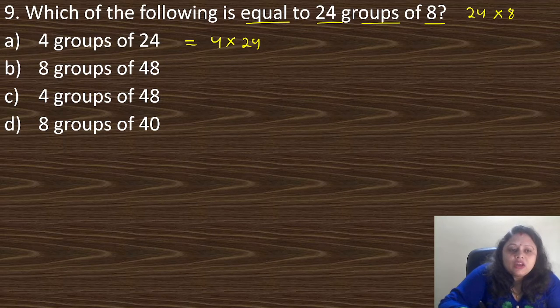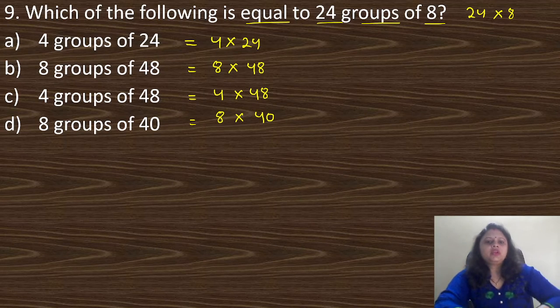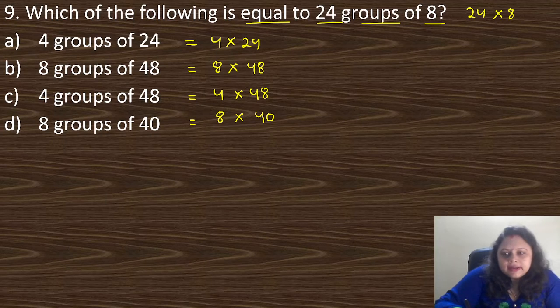Okay. In option B, it is 8 groups of 48. That is equal to 8 into 48. Option C, 4 groups of 48. That means 4 into 48. Okay. Next, 8 groups of 40. That is equal to 8 into 40. Okay. So, which is the correct option?